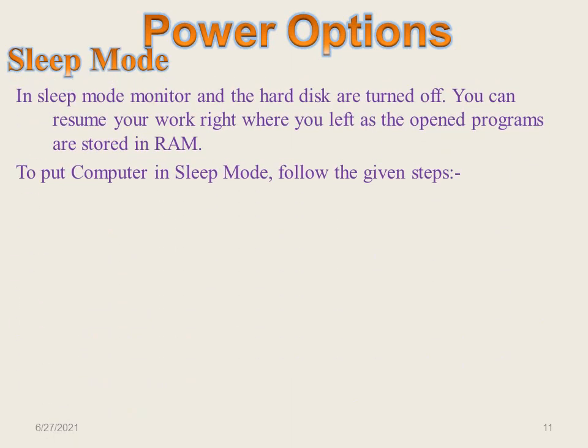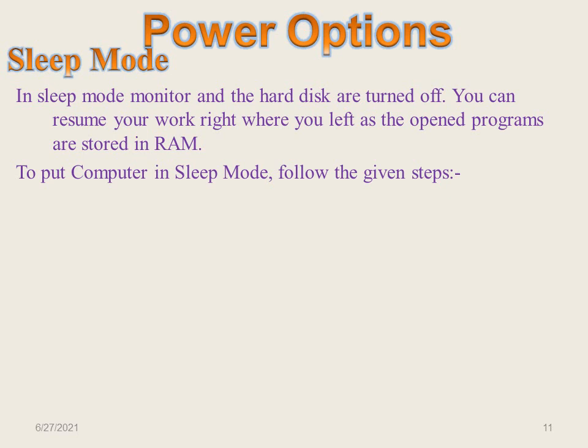Next, power option. In power option, we will first discuss the sleep mode. This mode is very useful when you are working on a long project and need to take a break. You can put the computer in sleep mode and resume whenever you need. In sleep mode, the monitor and the hard disk are turned off. You can resume your work right where you left as the open programs are stored in the RAM.